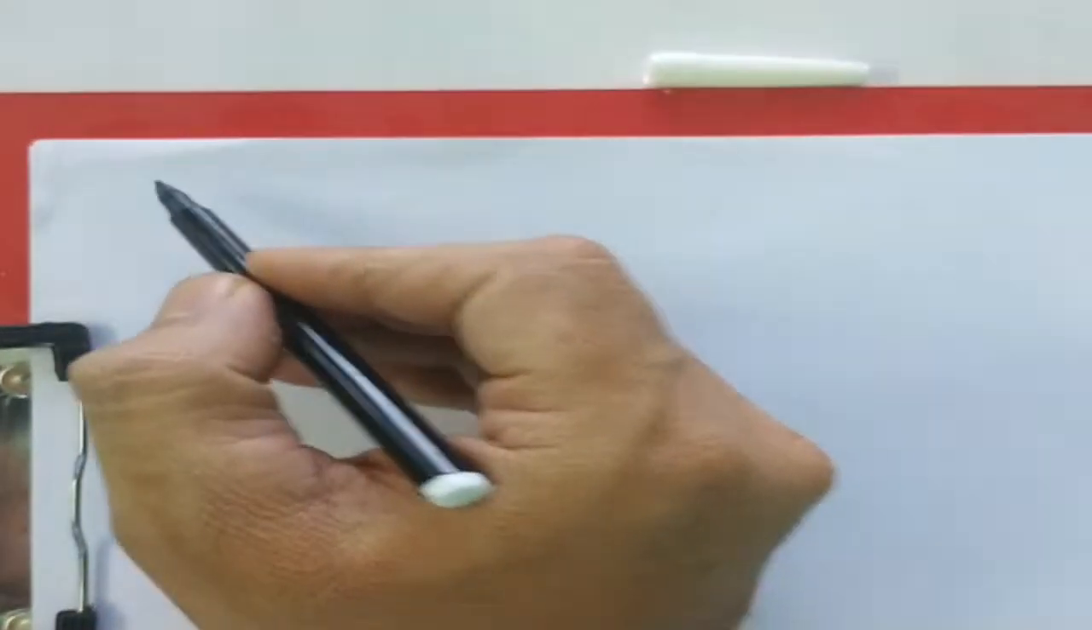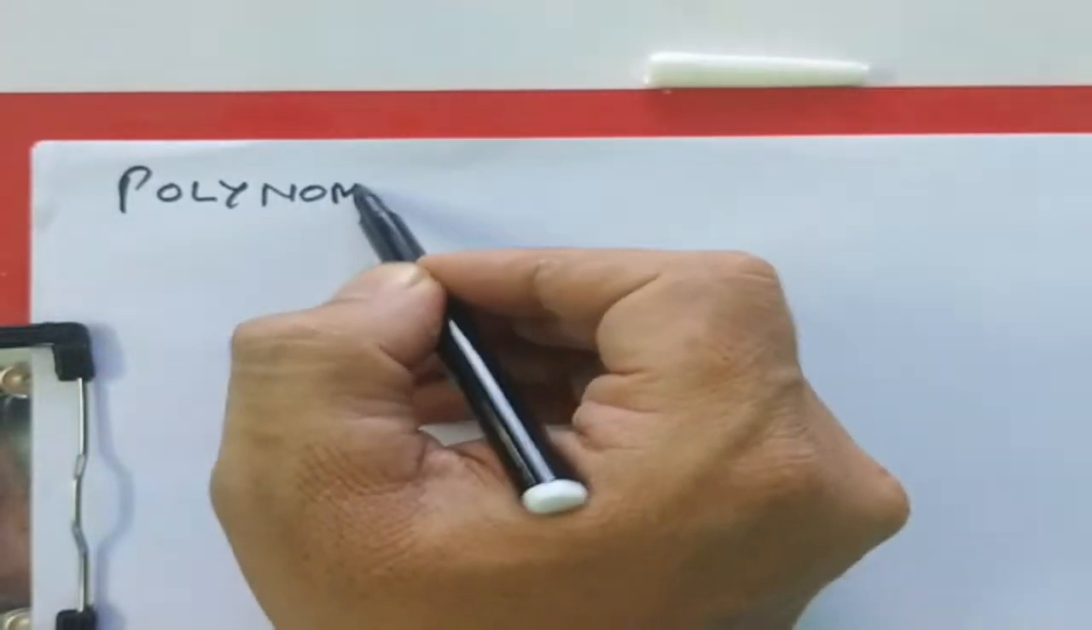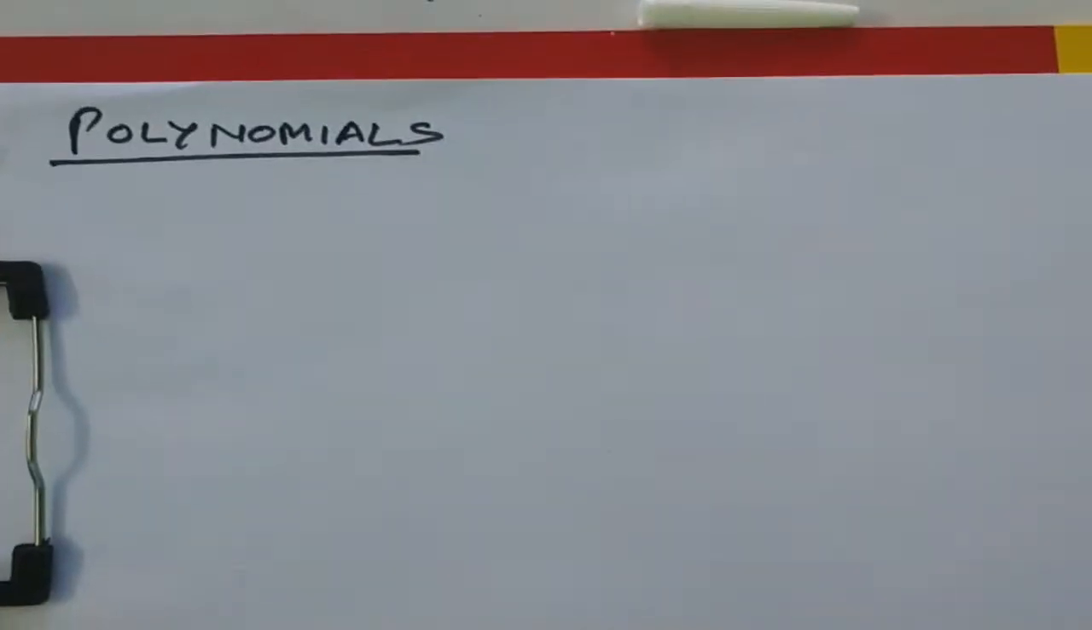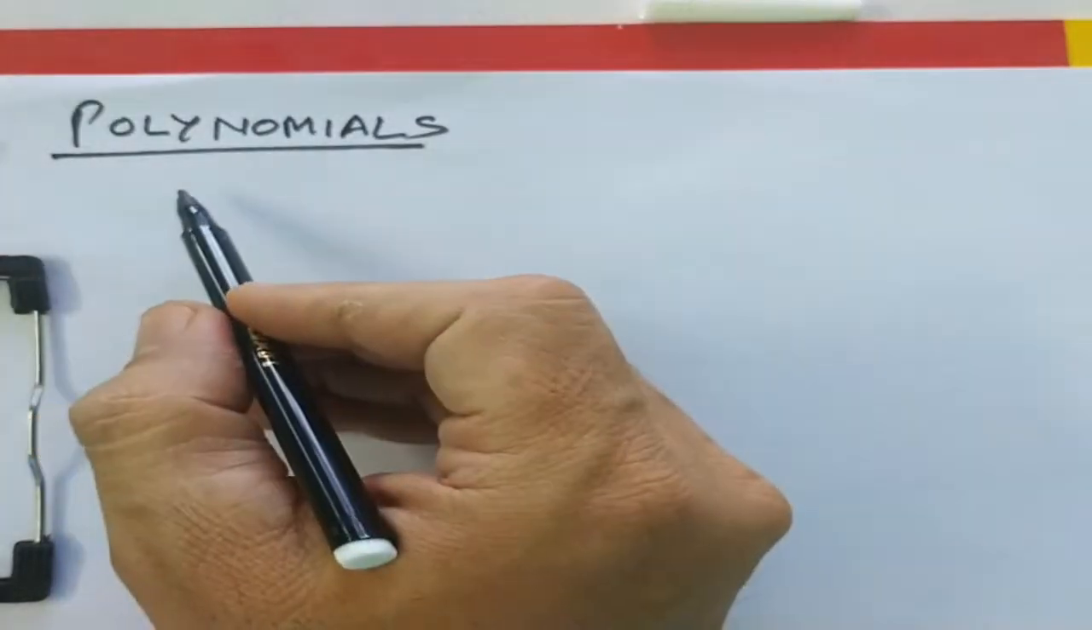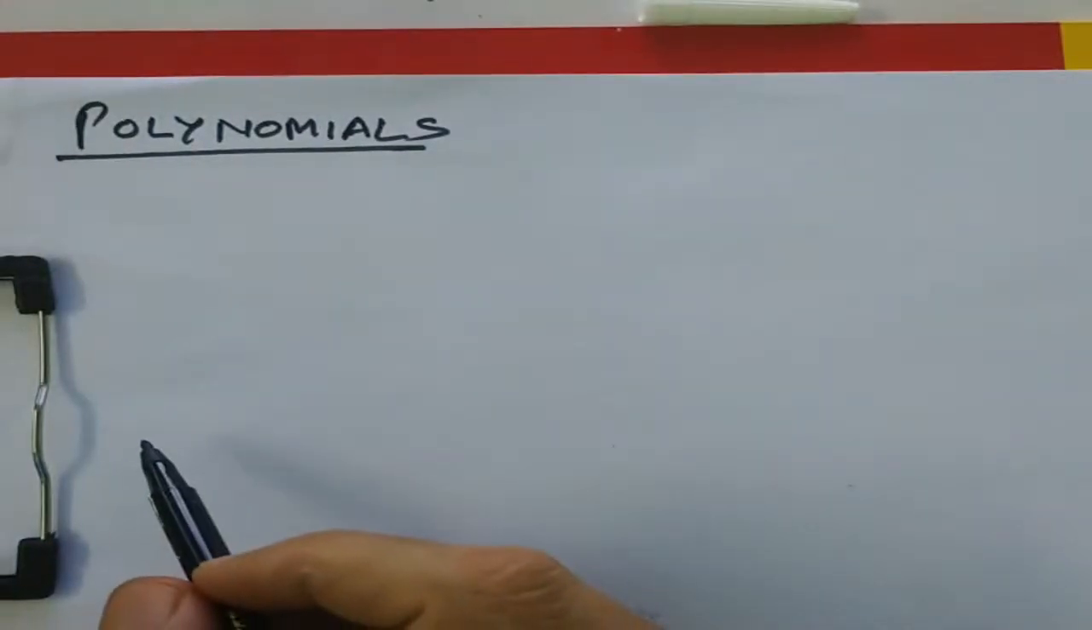Polynomial is derived from poly, which means many. So when you say polynomials, it is an algebraic expression. We'll understand the basics, and I am explaining the concept of polynomial from the NCERT.